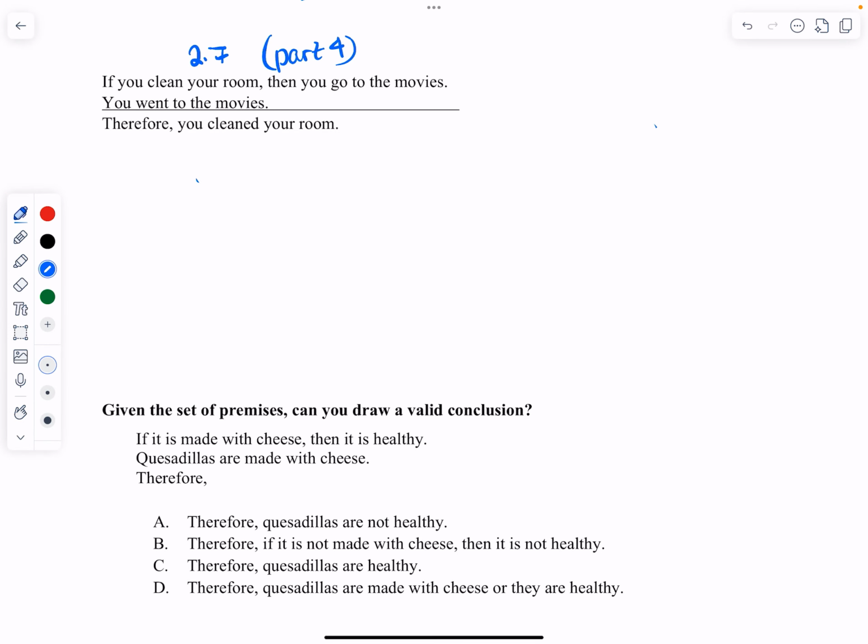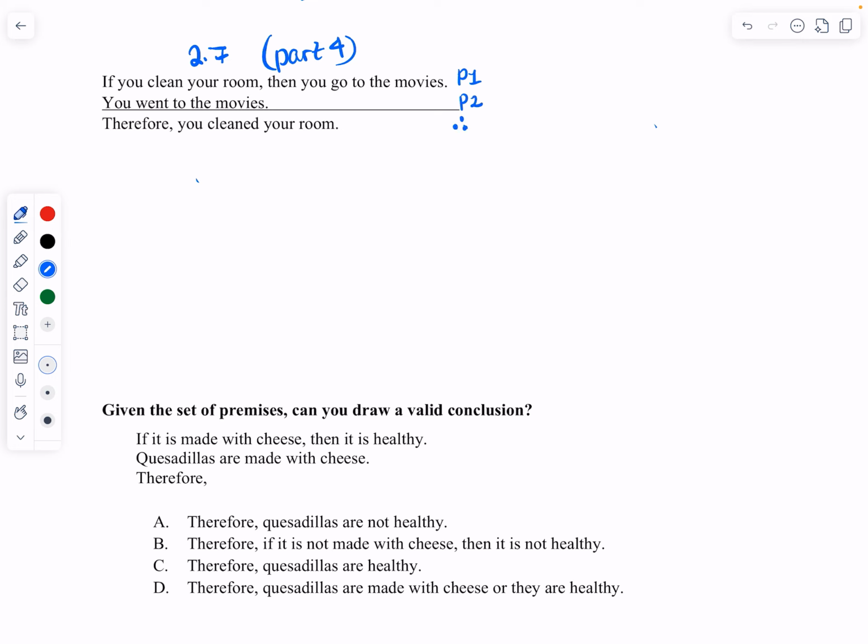Okay, this will be the last part of this video series 2.7. And we have an argument here. If you clean your room, then you go to the movies. So that's going to be premise 1. Premise 2 is you went to the movies. And the conclusion is therefore you cleaned your room.